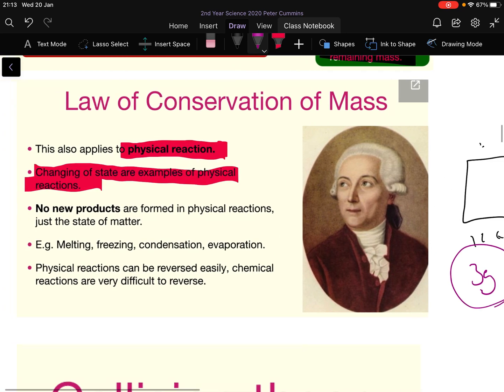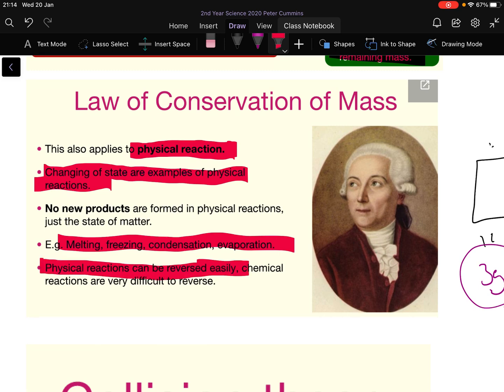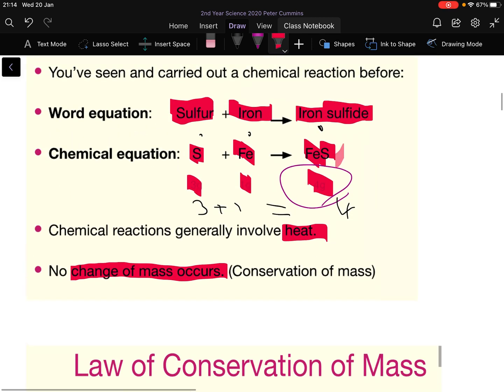But it should be the same. So we have things like melting, freezing, condensation, evaporation. But usually physical reactions can be reversed. It's very difficult for me to turn iron sulfide back into the two. Very, very difficult, because it turns into a pasty, messy stuff.